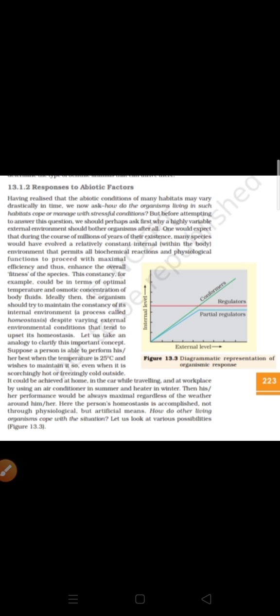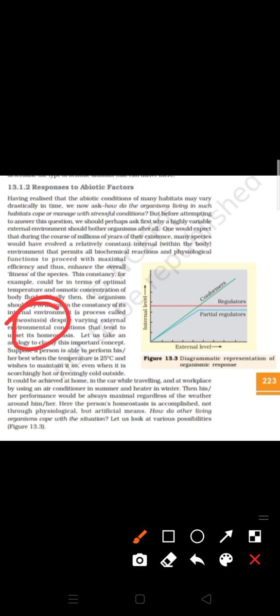Individuals have a characteristic to maintain their optimal body temperature and osmotic concentration of body fluids according to the environment, and this process is known as homeostasis. Please learn this name. Homeostasis means when an organism is capable of developing such a characteristic by which it can survive according to the temperature of the environment.